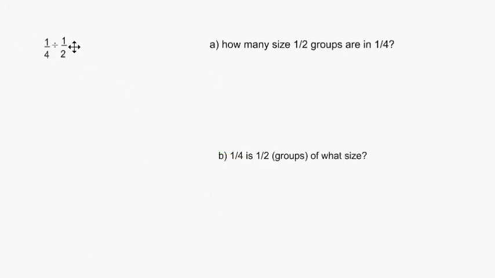In this question, I've switched the order around. So now instead of 1/2 divided by 1/4, I have 1/4 divided by 1/2. I'm still dividing by a number smaller than 1, so I expect to get an answer bigger than my original, but now I'm dividing by a piece that's bigger than what I started with, so it's not going to be quite as large.